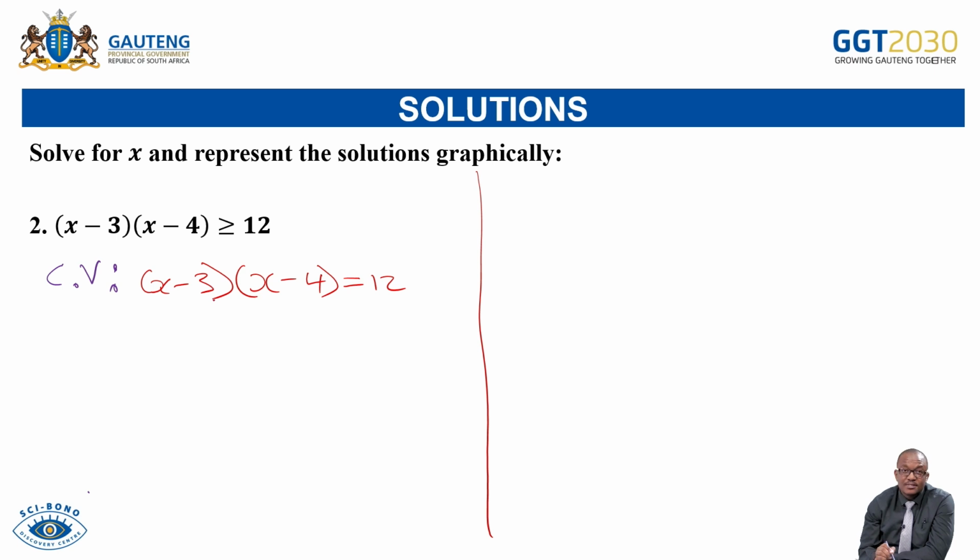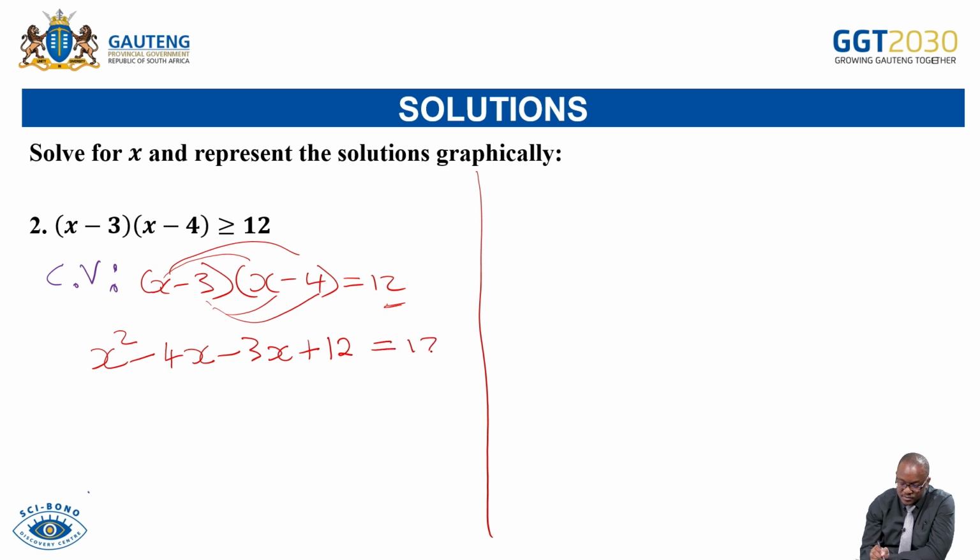We can't use the zero factor rule here because this equation is equated to 12. It must always be 0 on the right hand side. What we can do now is expand our bracket. Then we have x squared minus 4x minus 3x plus 12 is equal to 12.